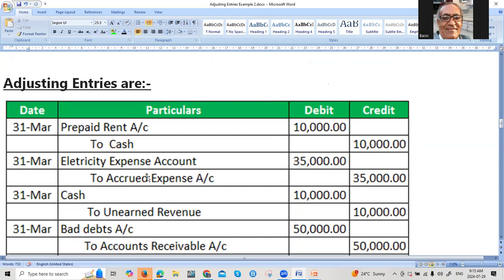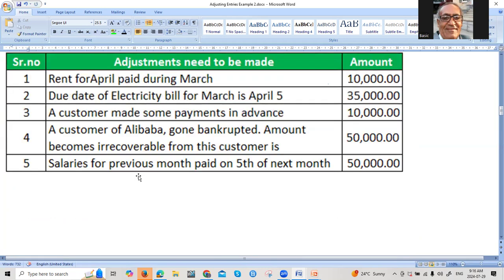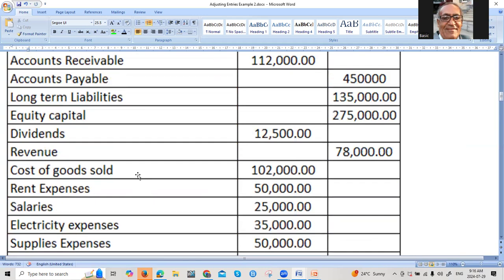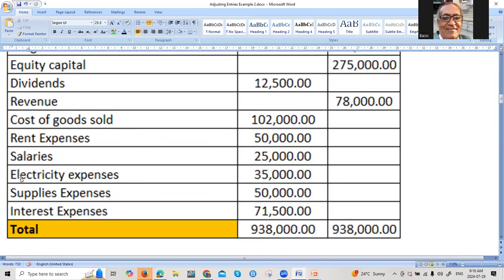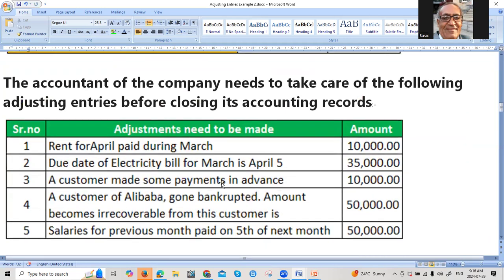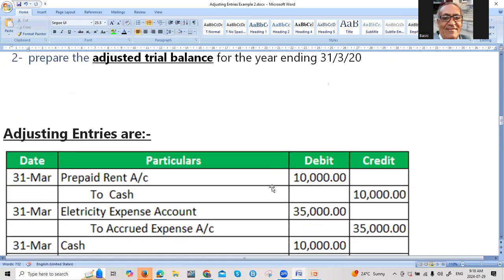Now I will say from electricity expenses 35,000 into accrued expenses of 35,000. Now I have to look: was there any electricity expenses or accrued expenses in the trial balance? Let us see. We have here electricity expenses, yes, 35,000. So in the journal entries I have electricity expenses 35,000, new 35,000.